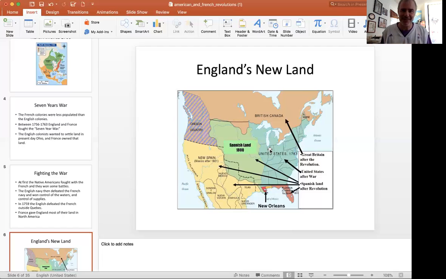And this is going to be the beginning of the American Revolution. So again, the connections of what we're studying now to us, to our country.